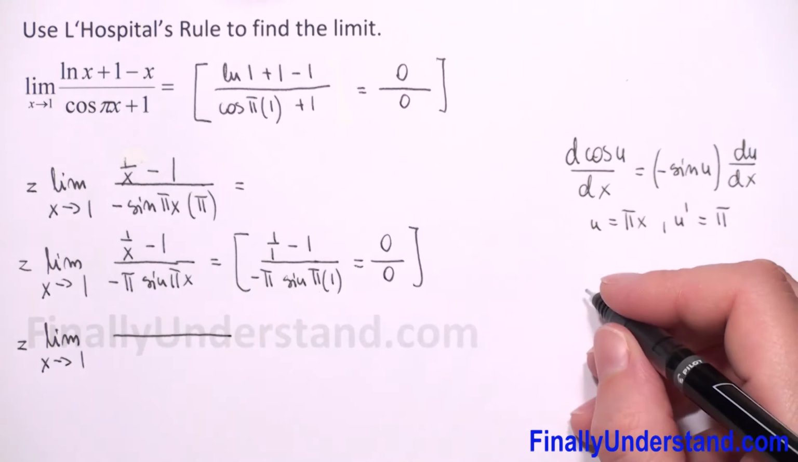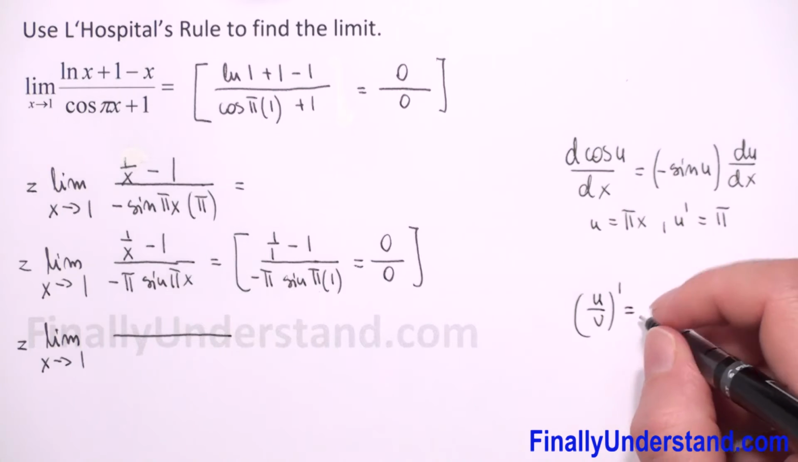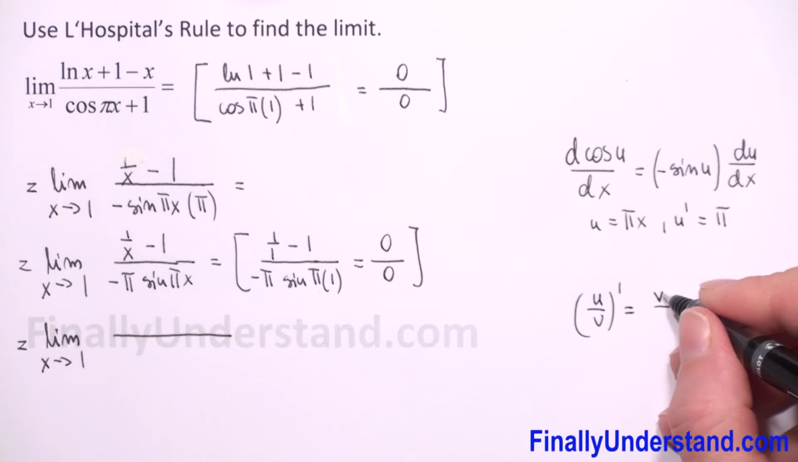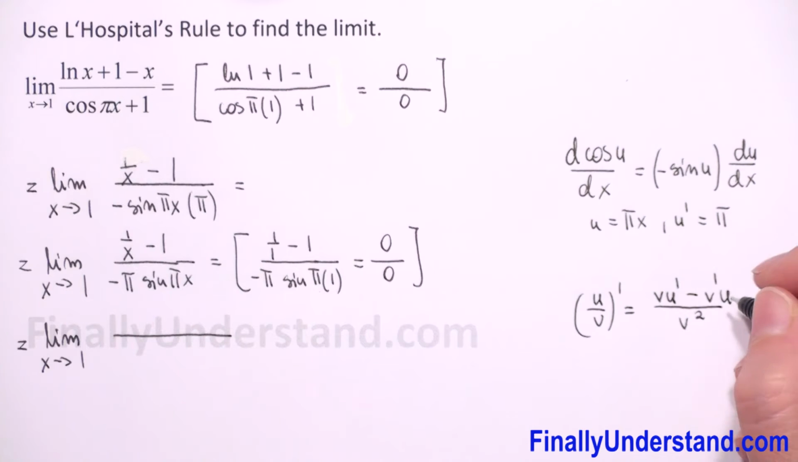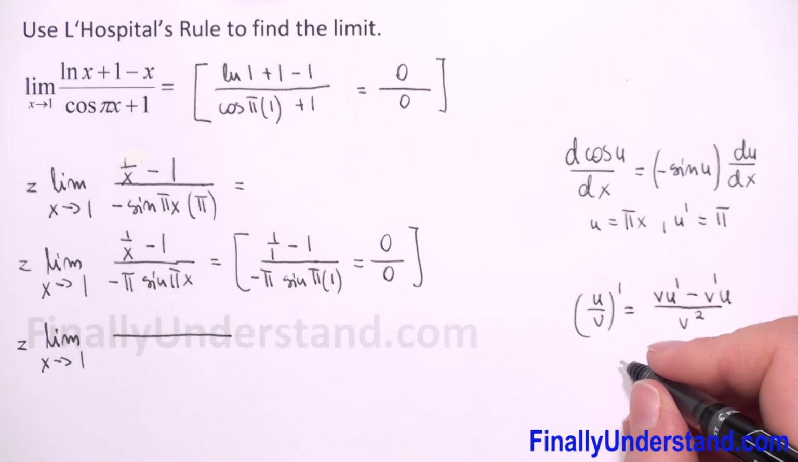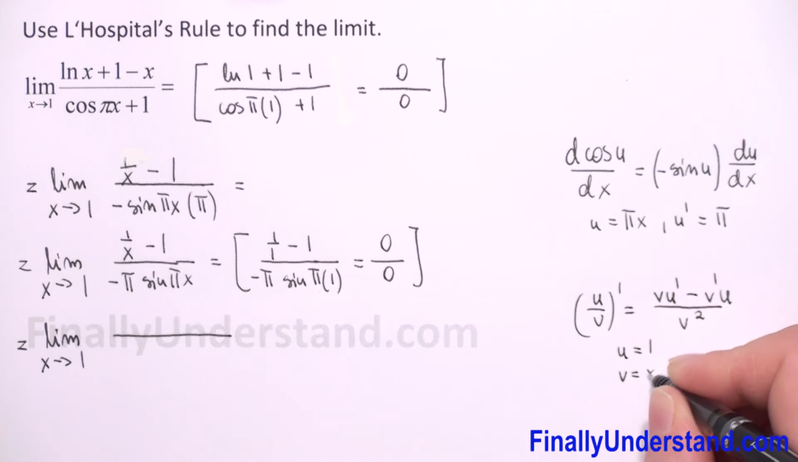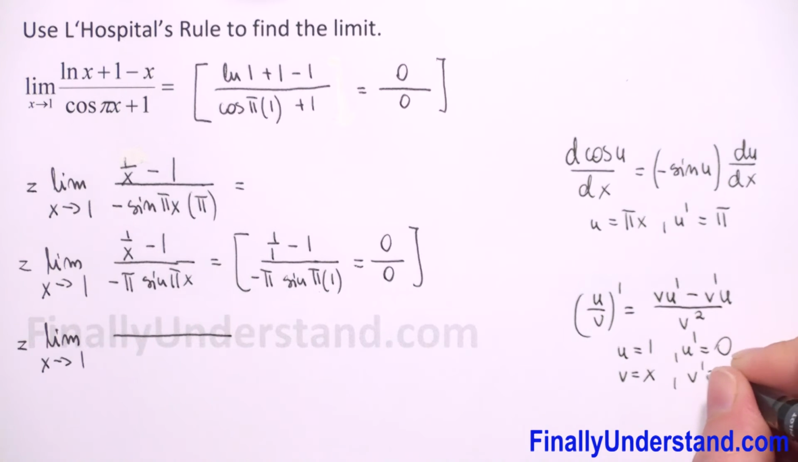Let me remind you, when we have u over v derivative, this is equal, in denominator we have v squared, in numerator first we have v times u prime minus v prime times u. In our case, u is equal 1, v is equal x. Derivative of u is 0, derivative of v, derivative of x, we have 1.